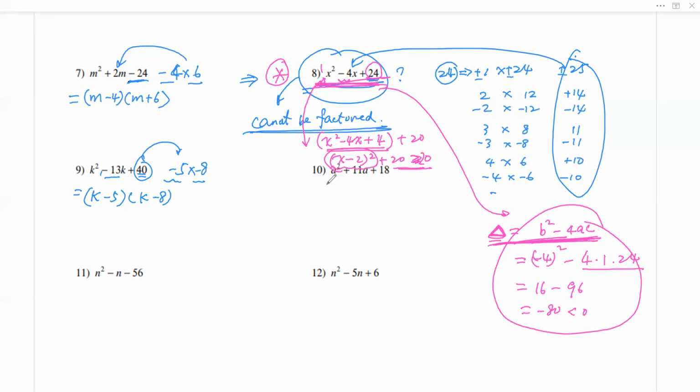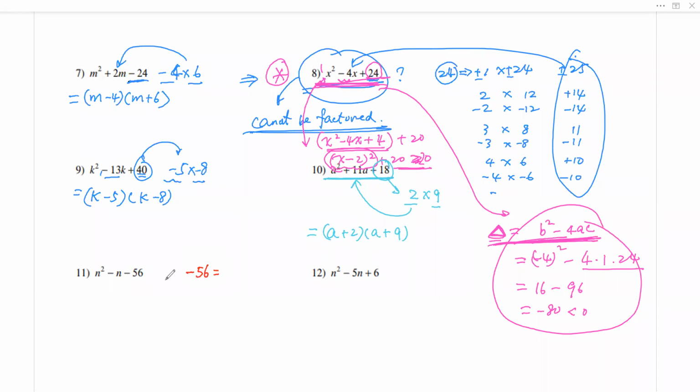Number 10. a squared plus 11a plus 18. So 18 needs to be factored. 2 times 9, right? The sum of them would match 11. So this one equals (a plus 2)(a plus 9), right? Very quick. So use your brain, use your mind to think about the numbers, see how they are factored.